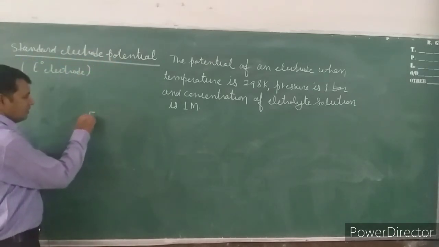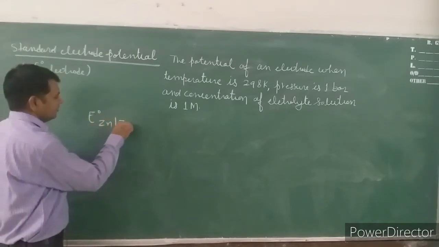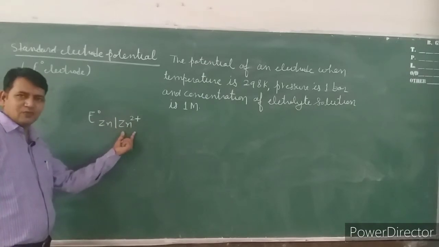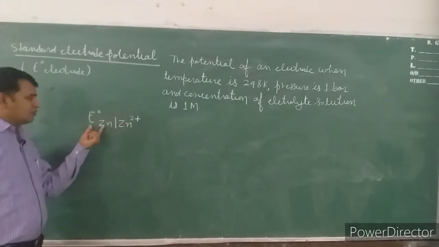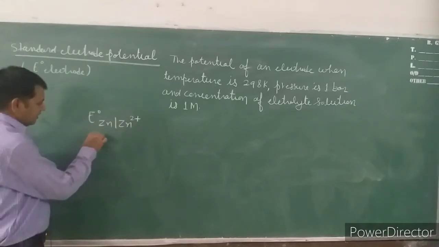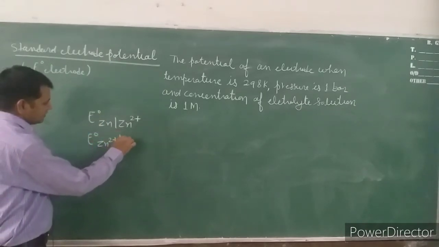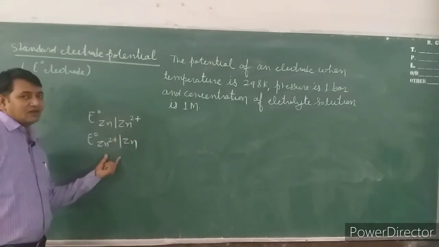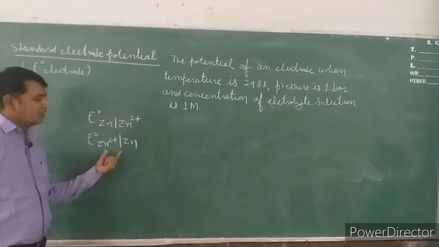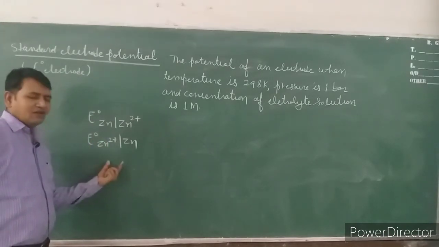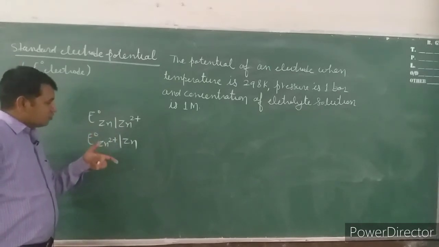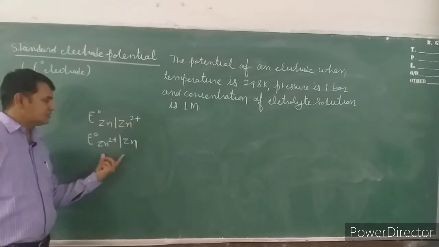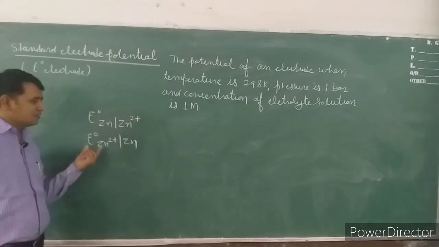Just for example, E standard Zn, Zn2 plus. This is oxidation potential because zinc is converting into Zn2 plus. This is the standard electrode potential of zinc electrode. If I write here Zn2 plus, Zn, again this is the standard electrode potential of zinc electrode when it works as a reduction potential or as a cathode. In actual concept, this is oxidation potential of zinc, this is reduction potential of zinc, but at the standard condition.